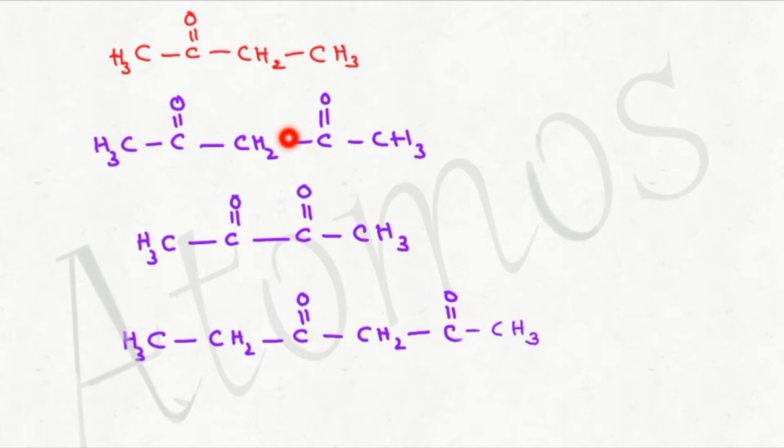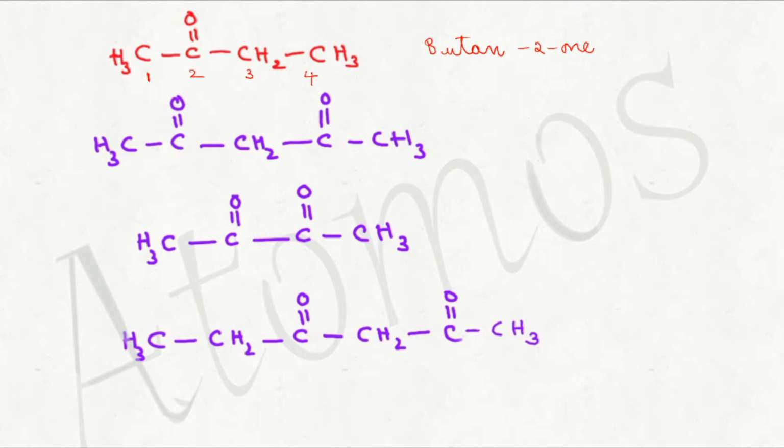Before writing the names of these compounds, let's write the name of the first compound. This is a 4-carbon ketone, right? So how should the numbering be done? We have already discussed it. 1, 2, 3, 4. We give more priority to the keto group, and that should get the least number. So what's the name of the compound? It will be butan-2-one. You know that already.